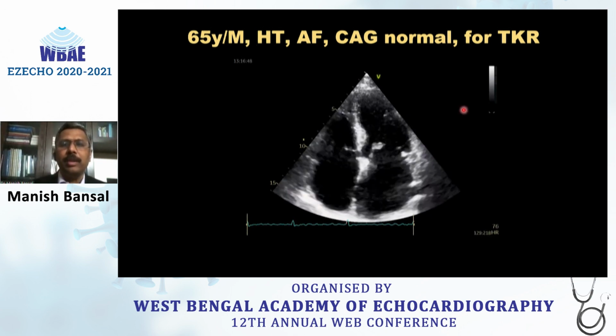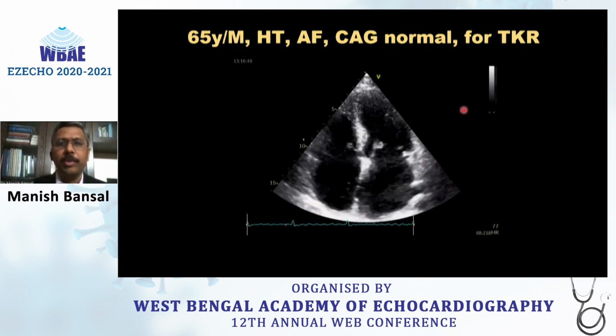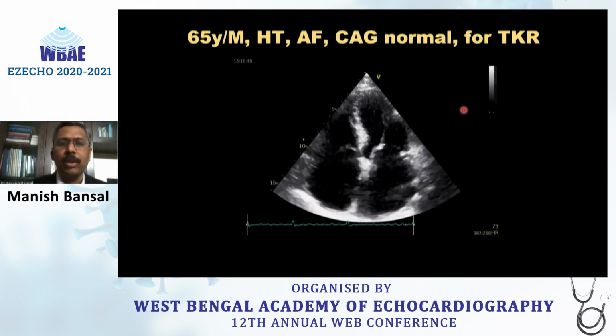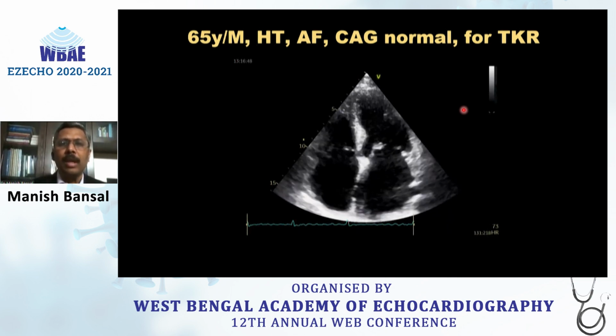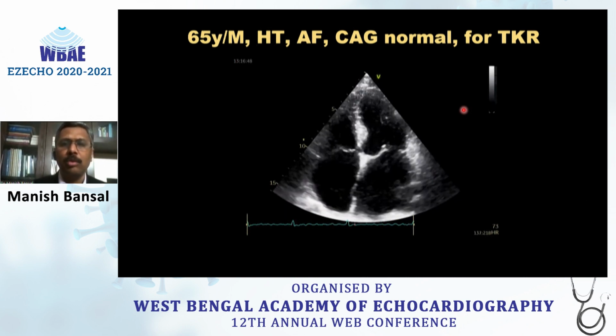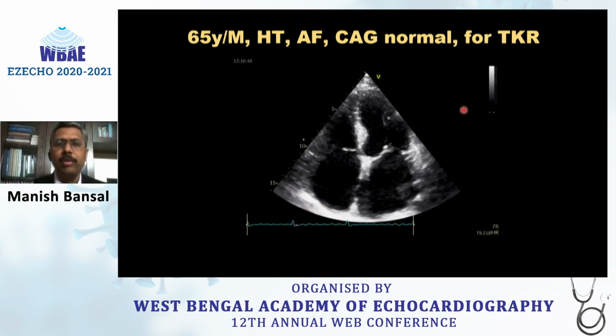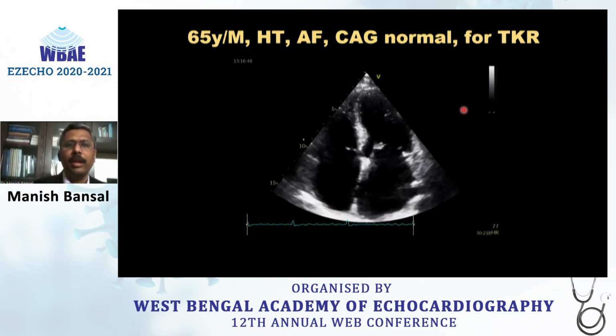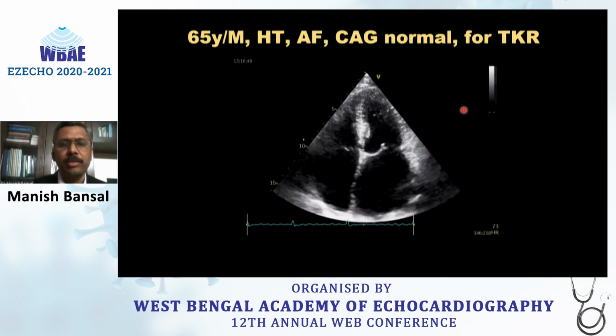As we can see here, his LV size appears to be normal, LV systolic function appears to be normal, RV is mildly dilated. There could be some LV hypertrophy, but not gross. But both atria are hugely dilated, and he, of course, had atrial fibrillation.